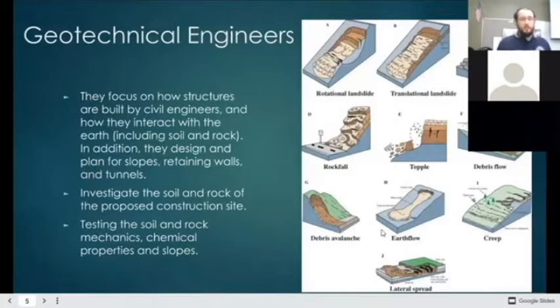Geotechnical engineers are often outside too. They focus on how structures interact with the ground itself, the earth.